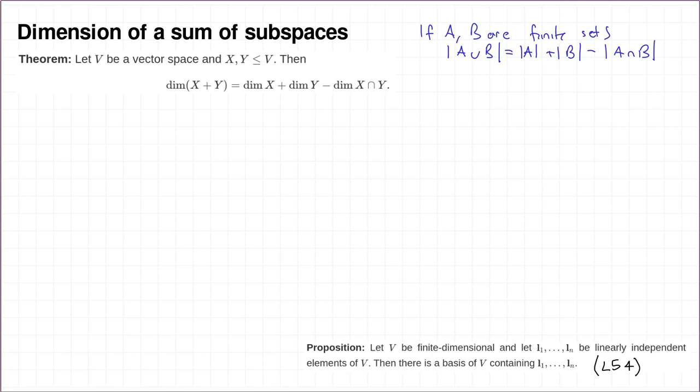And you'll remember that we proved that if X and Y are subspaces, then their intersection and their sum is again a subspace. So this really does make sense. It really does make sense to talk about the dimension of X intersect Y or X plus Y. And again, during the proof, we'll need the proposition which I've written at the bottom here about extending to a basis. So let's do the proof now.